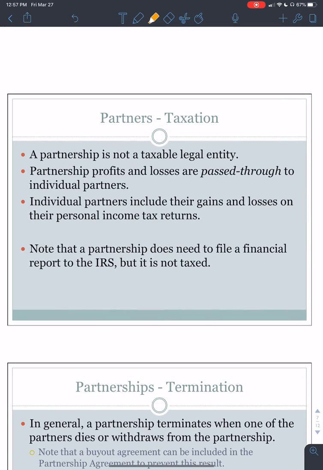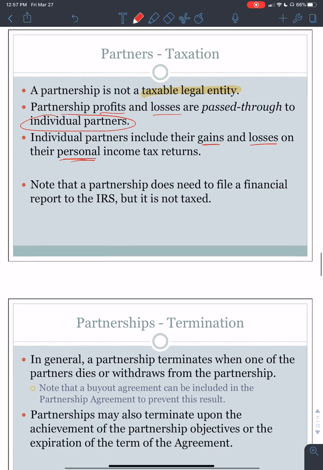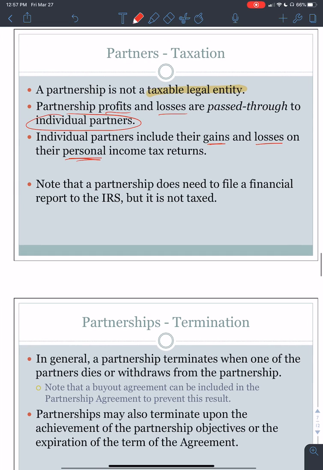Taxation. A partnership is not a taxable legal entity, generally speaking. So that means any profits and losses that are incurred by the partnership, they go to the individual partners. Okay, it's a little bit informal. And then the partners who get the money from the partnership, they have to include the gains and the losses on their personal income tax. Okay, so it's not a legal taxable entity. Okay, taxes pass through. This is called pass-through taxation.